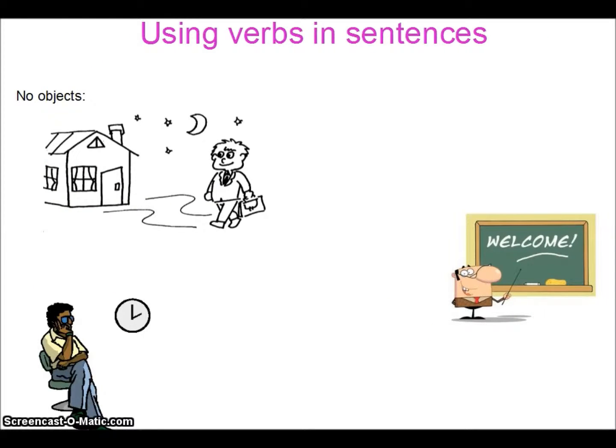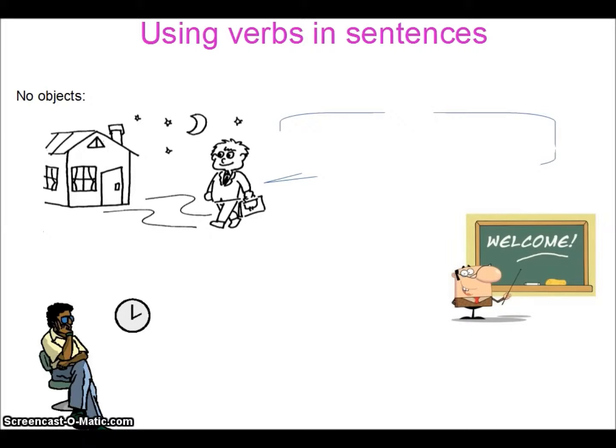So let's talk about how to use verbs in sentences. So when I say there is no object in the sentence, I literally mean that you only have whatever you're talking about and the verb. So there's no other thing in the sentence. You can't say, I sleep a book, right? That's not something that you can say. So these are all sentences where there's no other object.